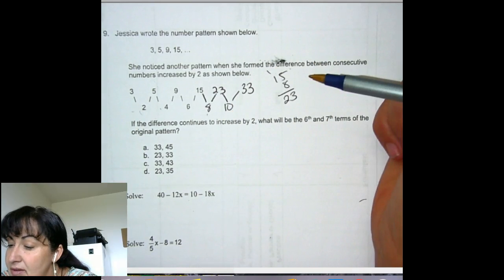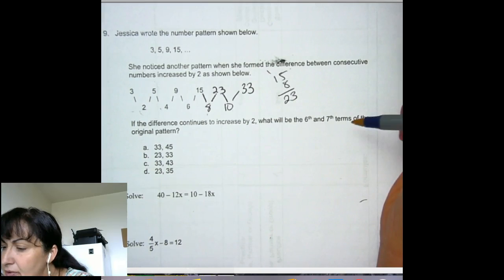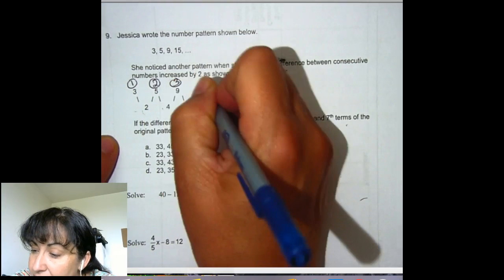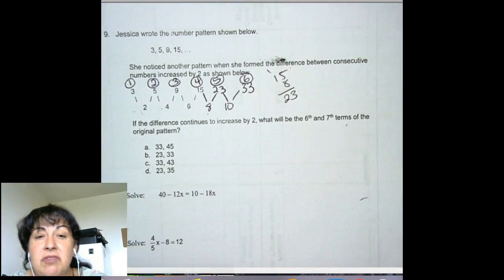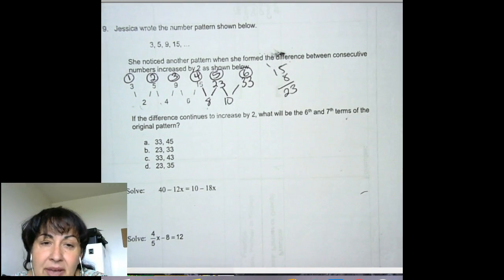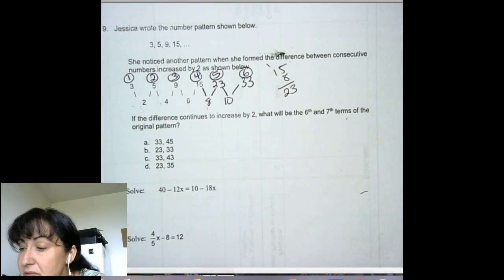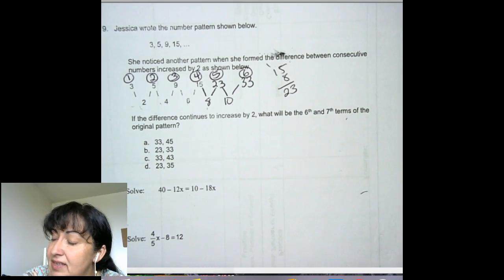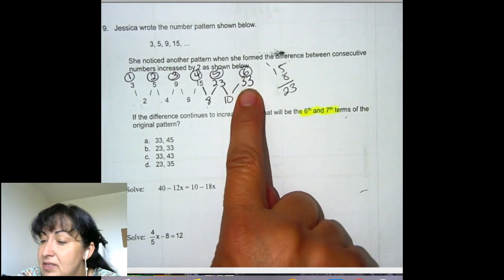Okay, so if I look, I'm sorry. Oh, the sixth and seventh term. So let's check. This is term 1, term 2, term 3, 4, 5, and 6. So that was really tricky because on the front page they asked us to find the next two numbers or the next two terms. And in this one they said the sixth and seventh terms. So that's going to be, this is sixth is 33.